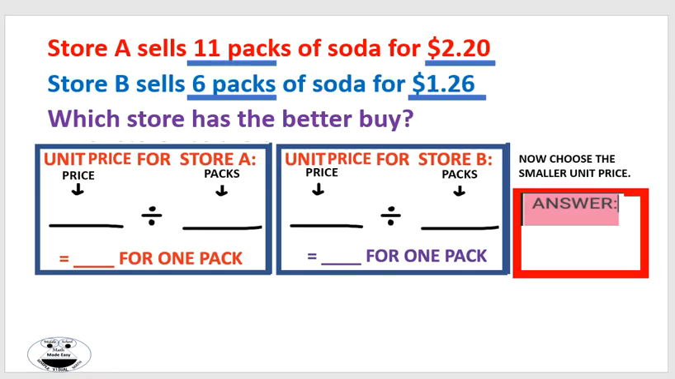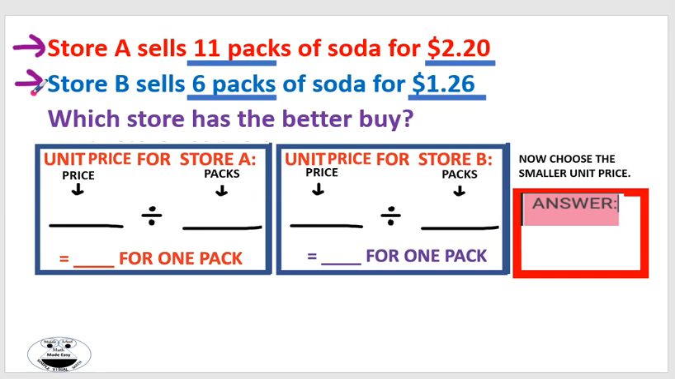Okay, back to this problem. So what happens here, we have two rates being given to us. Store A sells 11 packs of soda for $2.20. Store B sells 6 packs of soda for $1.26. Which store has the better buy?